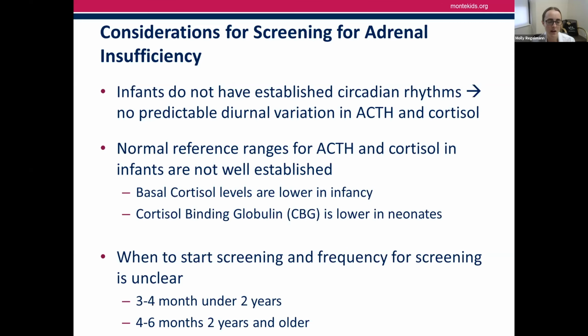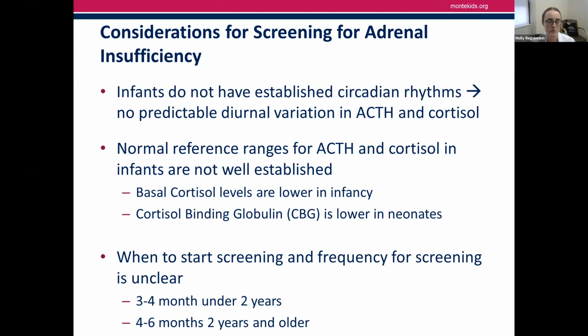Infants do not have predictable secretion of ACTH and cortisol, because they haven't yet developed a normal circadian rhythm. They're up at night, they're up during the day, they're feeding all night. Once they start to develop regular sleep and feeding patterns, the normal circadian rhythm will cause diurnal variations in ACTH and cortisol and allow you to predict that ACTH and cortisol will be highest in the morning, typically around 8 o'clock. But before that, it's hard to predict.